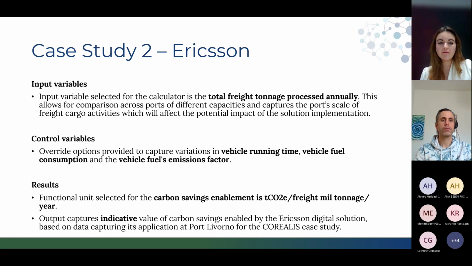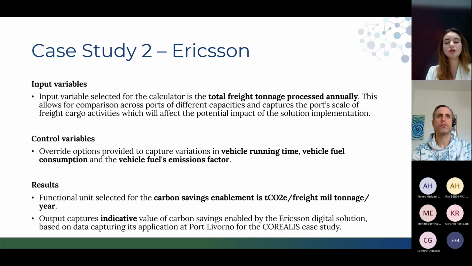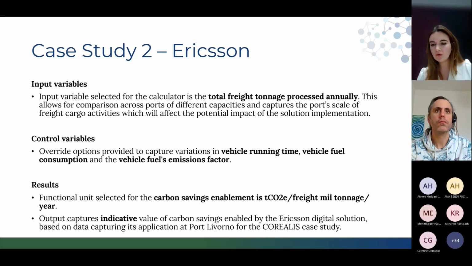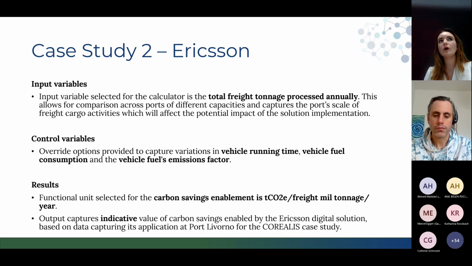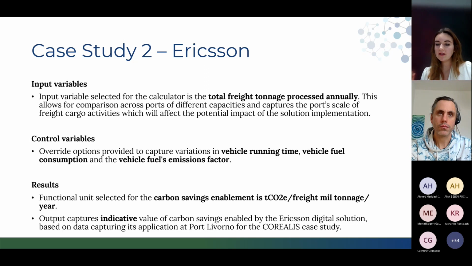So these are the variables which we've considered for the case study calculator front end tab. In a moment, I'll run you through the front end of our calculator as well. But to give you a brief understanding, we've extracted a relationship based on the Livorno case study, an understanding of how your running time for forklifts and yard vehicles is impacted by the application of the 5G Ericsson solution.